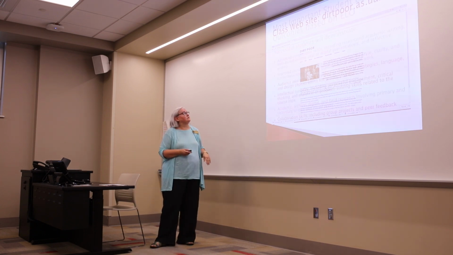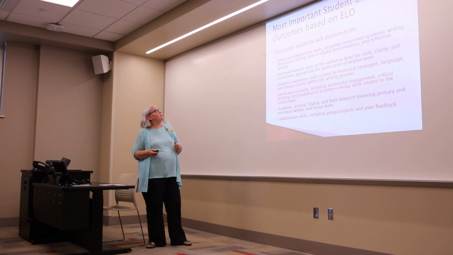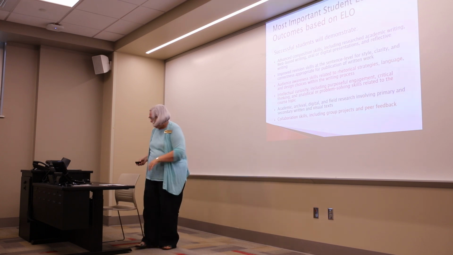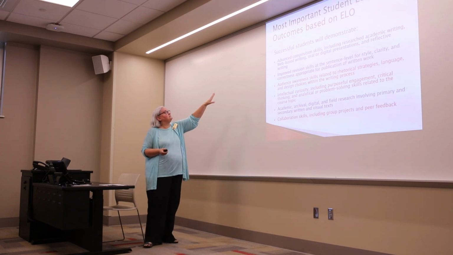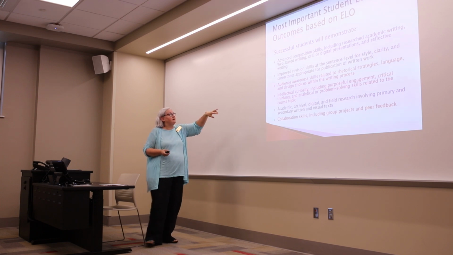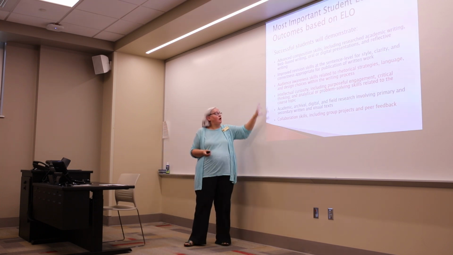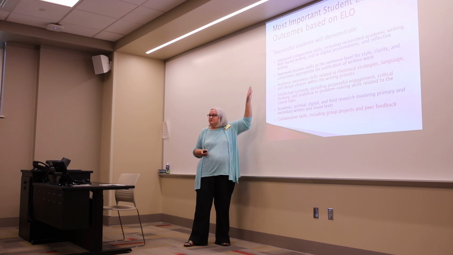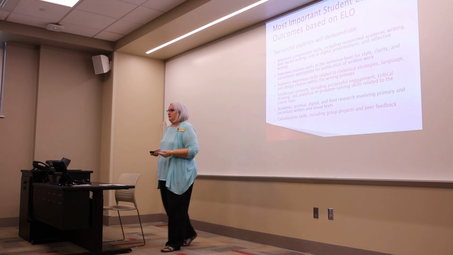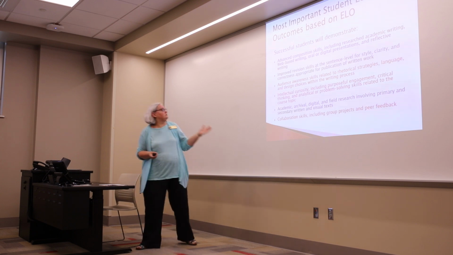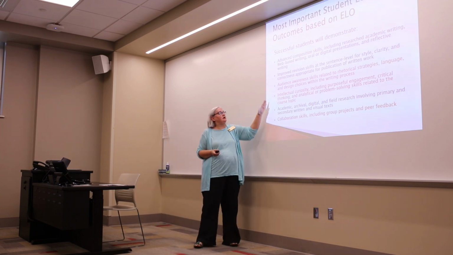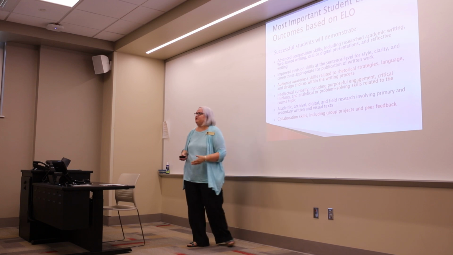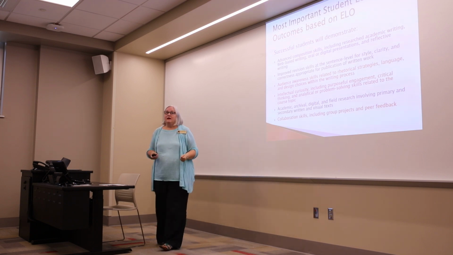So that's what it looks like when you get there. Okay, so some important student learning outcomes based on the ELO. The ones that are highlighted in red are the ones, these are from my syllabus. The ones that are highlighted in red are the ones I anticipated before I taught the course. Those are the ones I anticipated being the chief things that they would learn in the course.